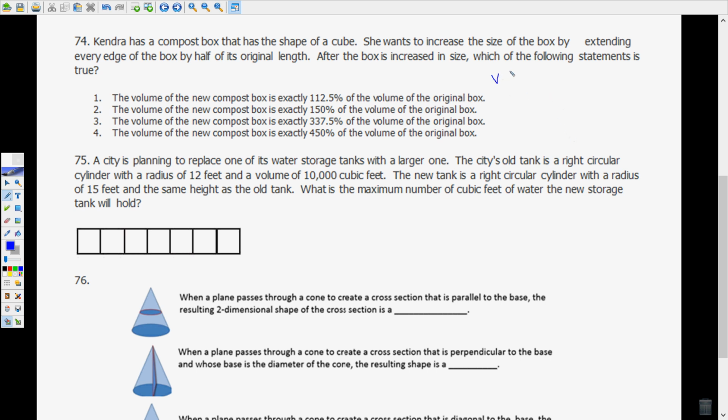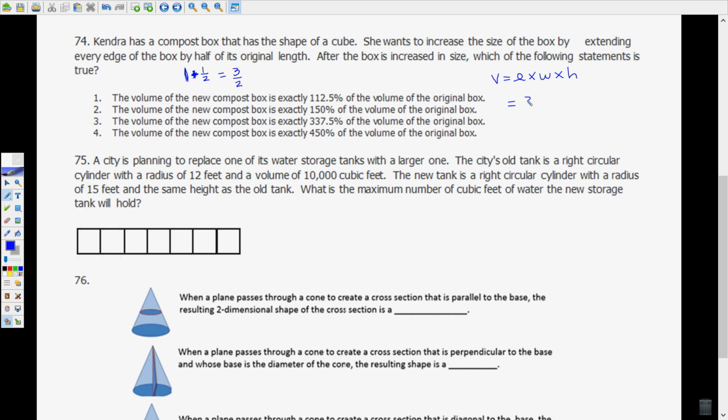Well, the volume formula, if you think of a box, it's a rectangular prism, basically is length times width times height, if you remember how you've learned it before. Area of the base times the height. So if you think of it as length times width times height, whenever you extend every edge by half of its original length, you're adding half to what was already there. So 1 plus half. That's 1.5 or 3/2.